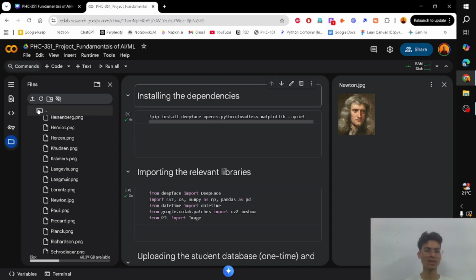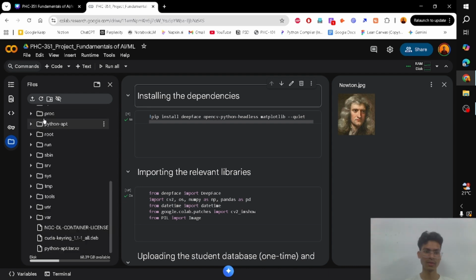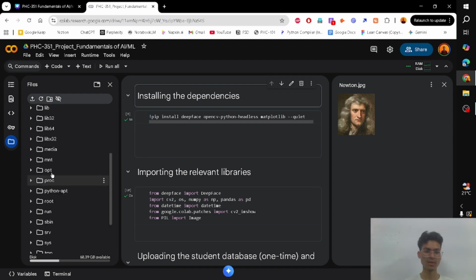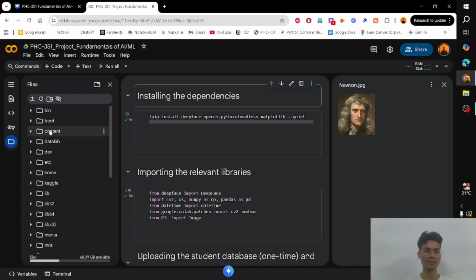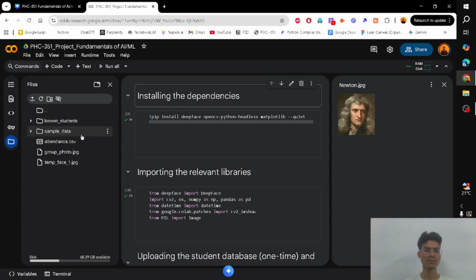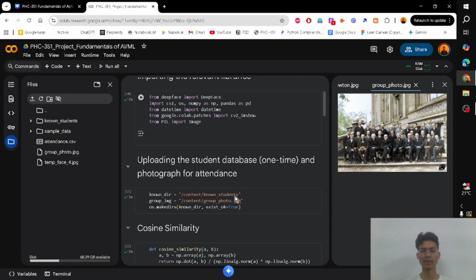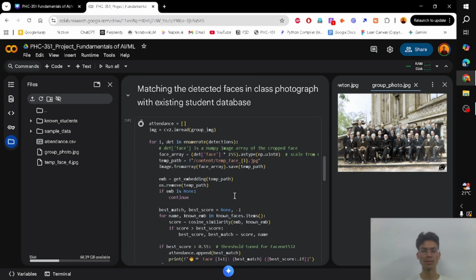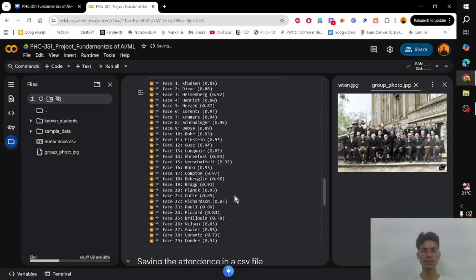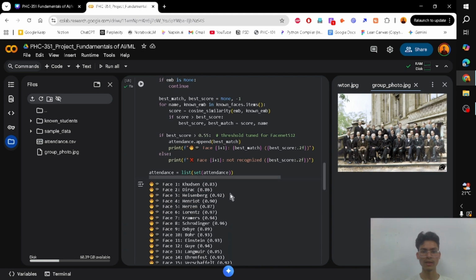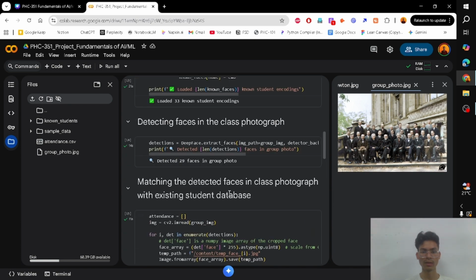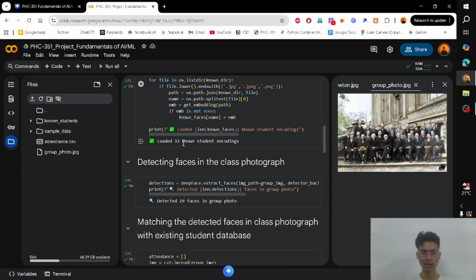And talking about the class photograph, of course Newton would be absent because he was not a part of the Solvay conference. And this is the group photograph from the Solvay conference. There are 29 scientists over here, and I think the code is almost done. Here we have detected face 1, 2, 3. 29 faces have been detected, but the embeddings which were extracted were 33.